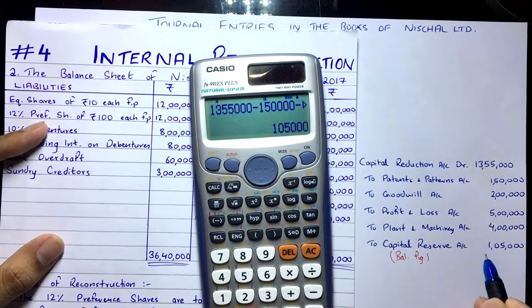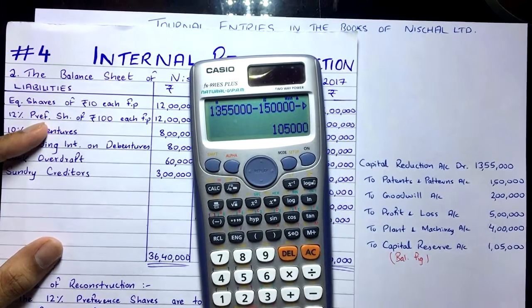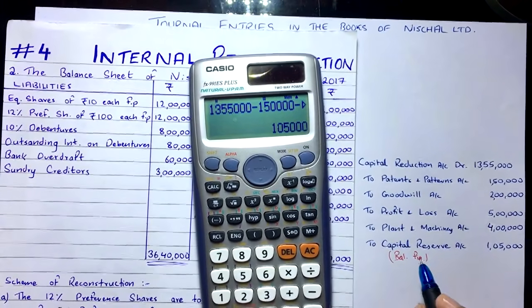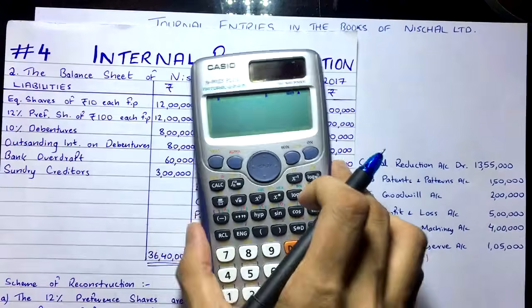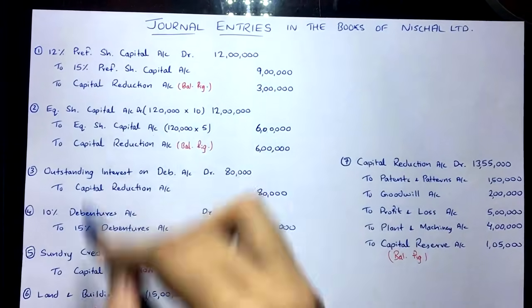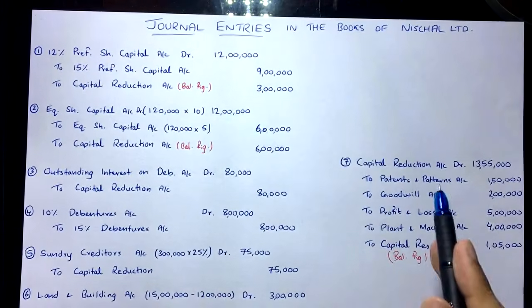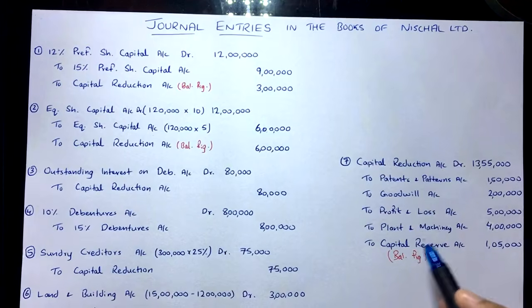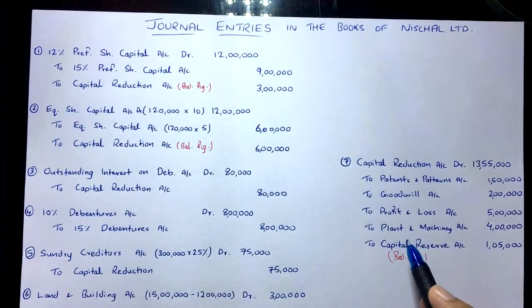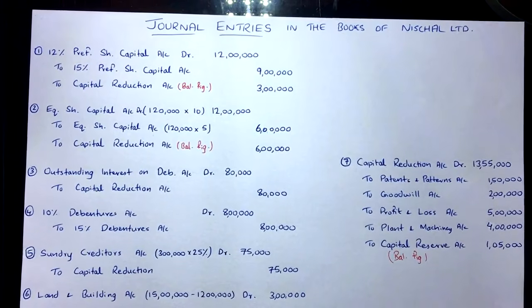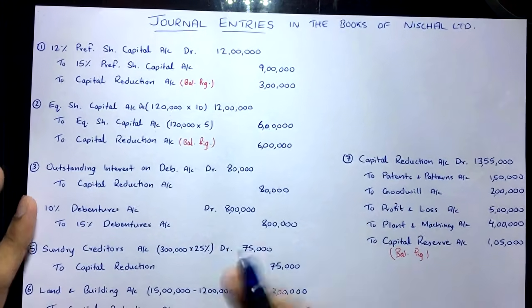There is a balance on the credit side here, so that balance has to go to capital reserve. Simple, because this is of capital nature, so it will go to capital reserve. It's easy, right? First transfer whatever gain you get to capital reduction, and then utilize that gain to write off the intangible, fictitious assets, accumulated losses, and properly value the assets. And if there is any balance, that would go to capital reserve account. Simple. You got this?